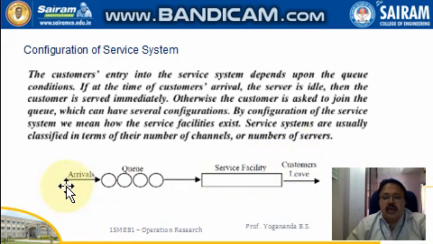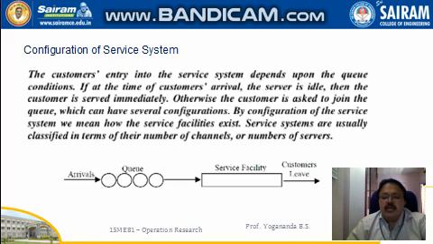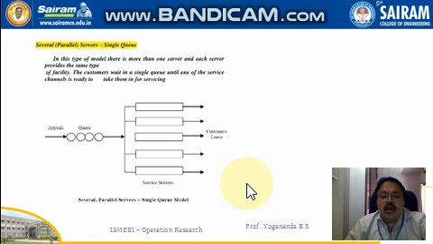So here the customer is arriving, so the queue is there. So this is the service facility. So the customer will get the service and he is leaving the system. Now we'll see, depending on the number of service channels and number of servers, how the service system is configured. So here we have the service having parallel servers, but a single queue.